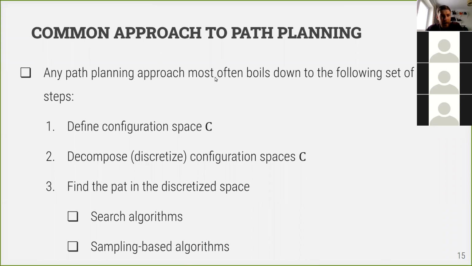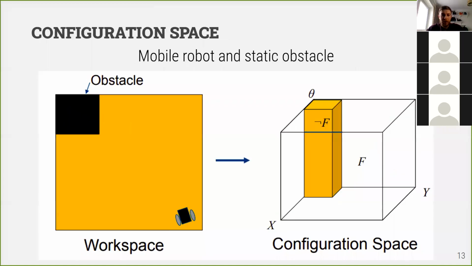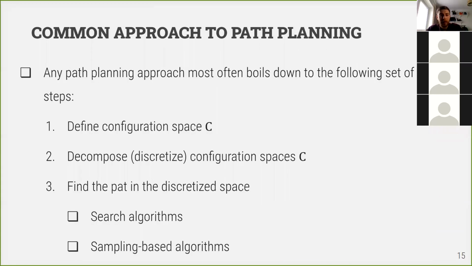So almost any approach to path planning, now when we have our configuration space, we somehow know how to work with it, we know how to define it. Almost any path planning algorithm can be constructed from three simple steps. So first we define our configuration space, and we already discussed how to do that.